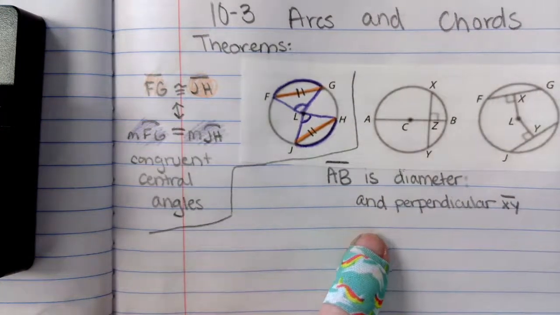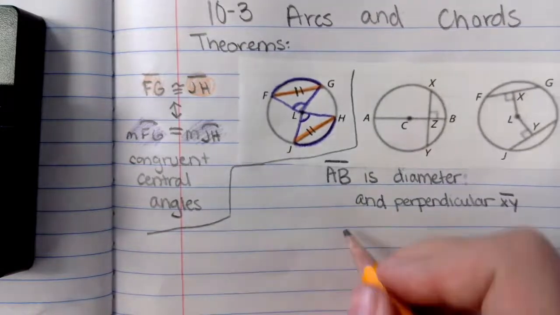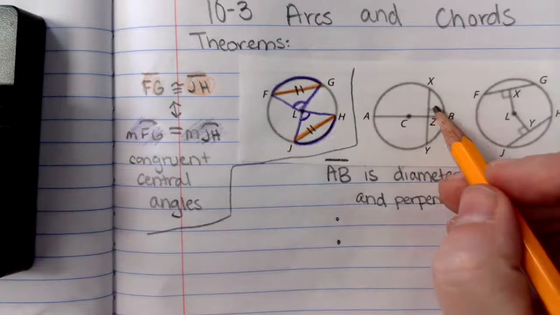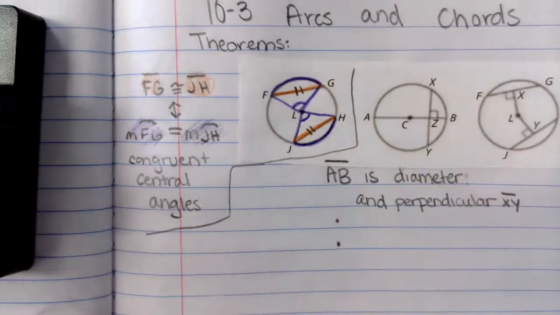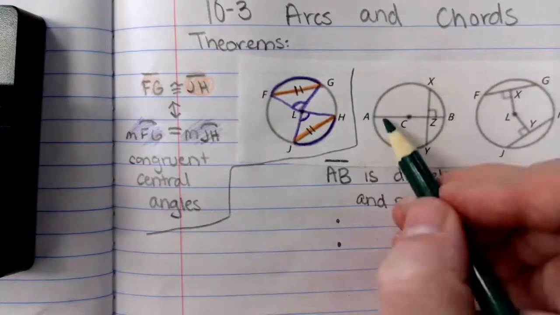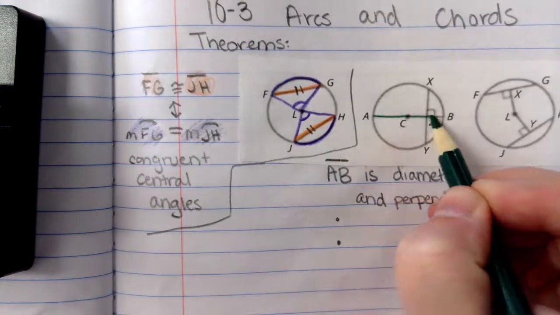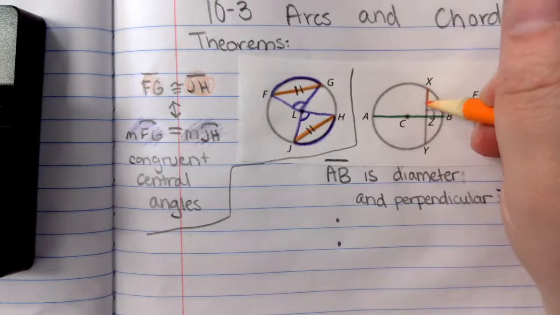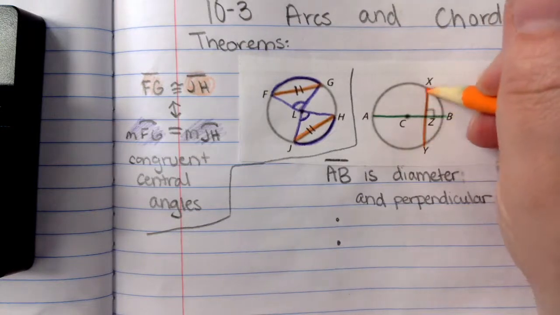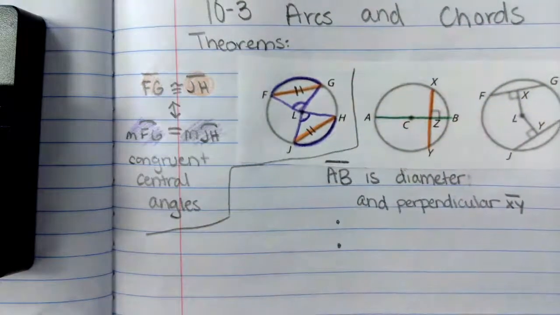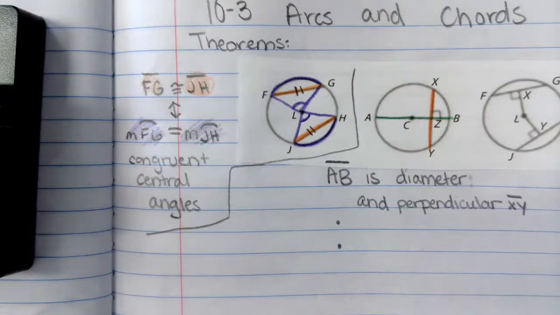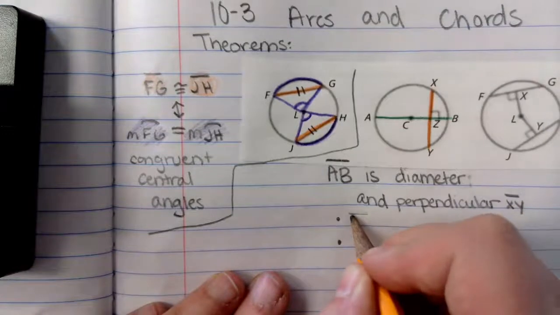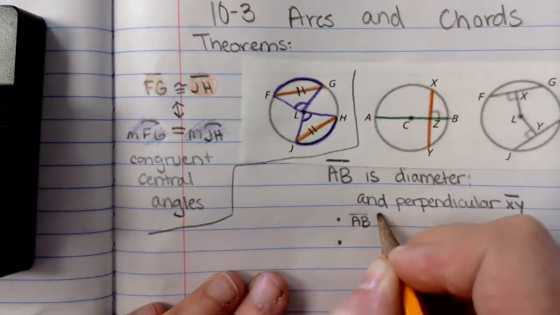Haven't seen that word bisect in a while. What does bisect mean? Cut in half. Good. So I know that if AB cuts XY in half, what two parts are going to be the same? What is in half? Yep, the XY is being cut in half. So if I cut this orange in half, it'd be XZ is congruent to ZY.